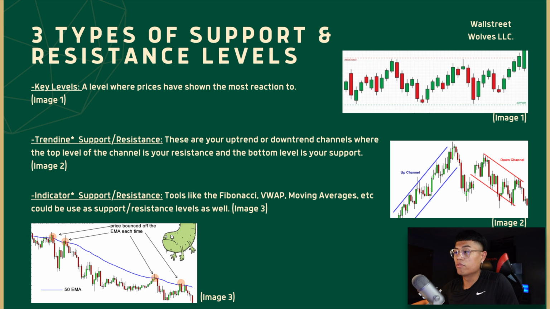The last type of support and resistance level is our indicators. Your tools like the Fibonacci, the VWAP, moving averages, and whatever other tool you like to use on Tradingview could be used as your support or resistance level as well. For example, we have the 50 exponential moving average right here, the blue line. Right here, it acts as a resistance not once, not twice, not 3 times, but 4 times. And if it was the other way around, where candles are trading above this moving average, it would most likely act as a support level, bouncing off of the moving average.